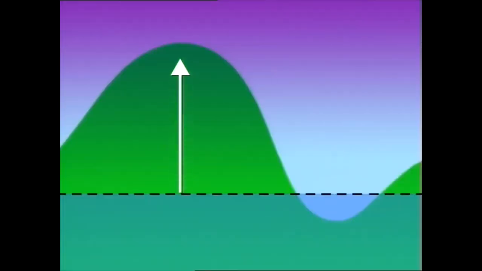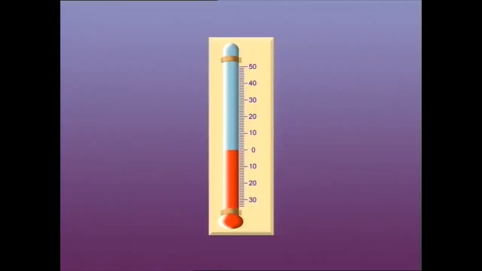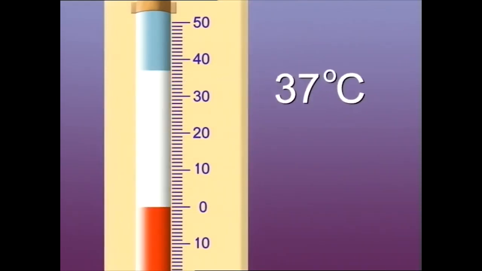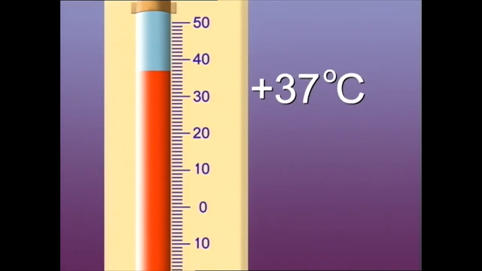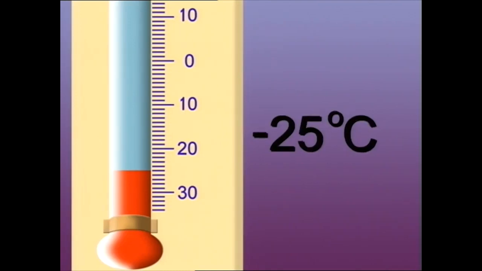Okay. Did you hear what the cameraman said? He talked about both positive and negative numbers. For example, 3,800 meters above sea level is positive 3,800. 395 meters below sea level is written as negative 395 meters. Similarly, for temperatures, 37 degrees Celsius means 37 degrees above zero and can be written as positive 37 degrees. 25 degrees below zero can be written as negative 25 degrees.